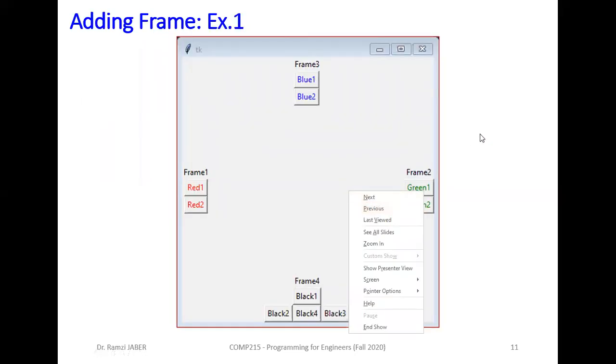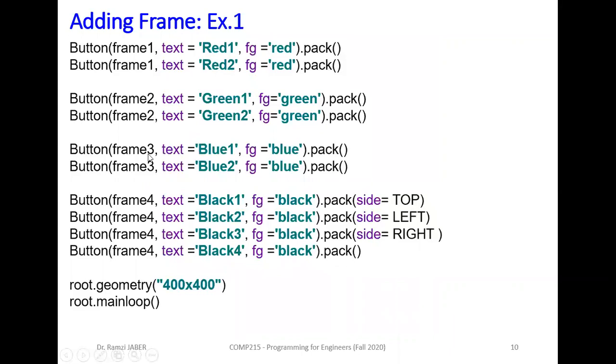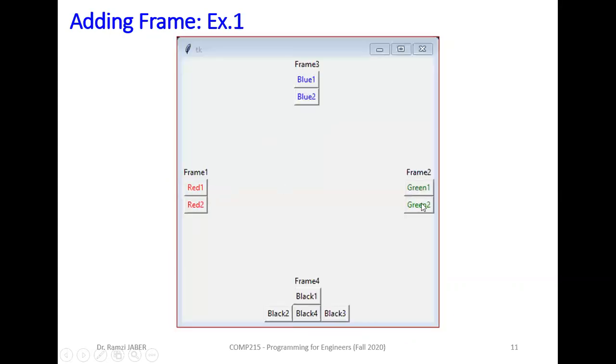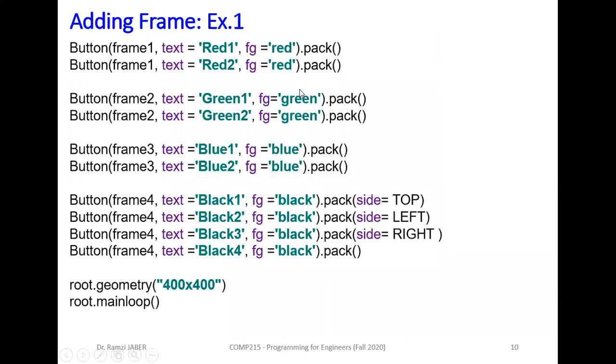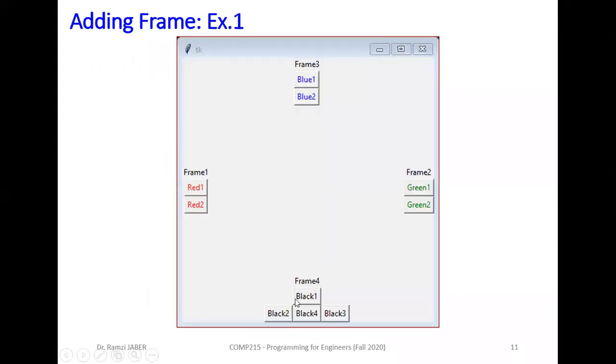As you can see, in frame one, two, three, we put two buttons, red, green, blue, dot pack. Only dot pack means in the middle of the frame. Except frame four, we put black one at the top, black two left, black three right, black four in the middle. So that gives us this shape.